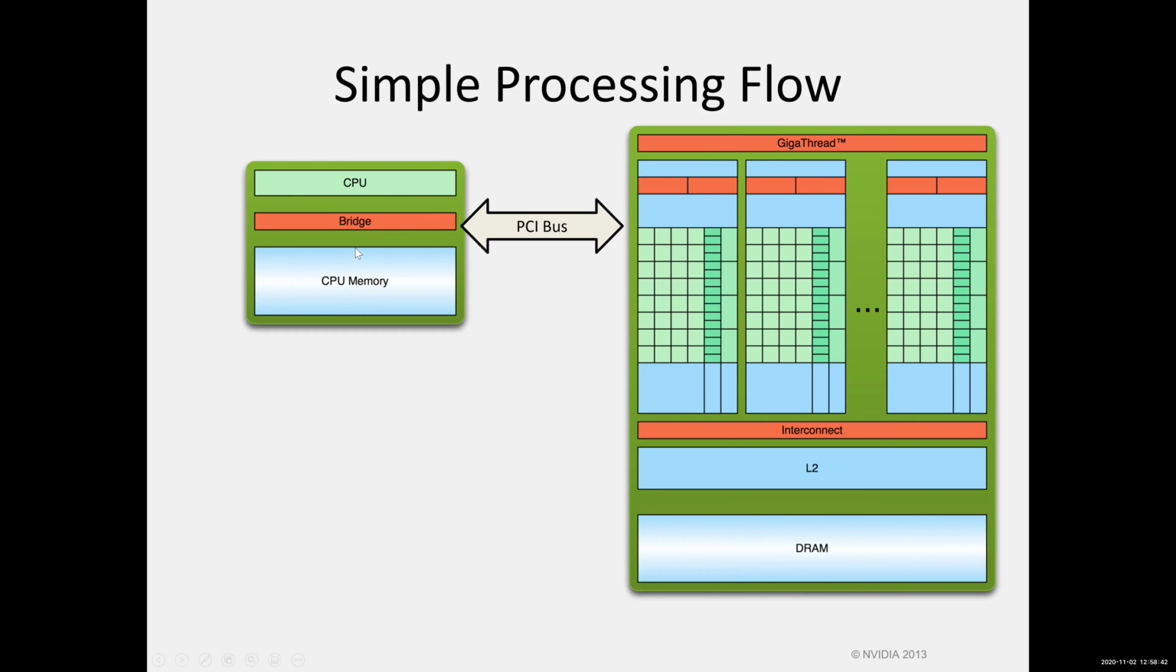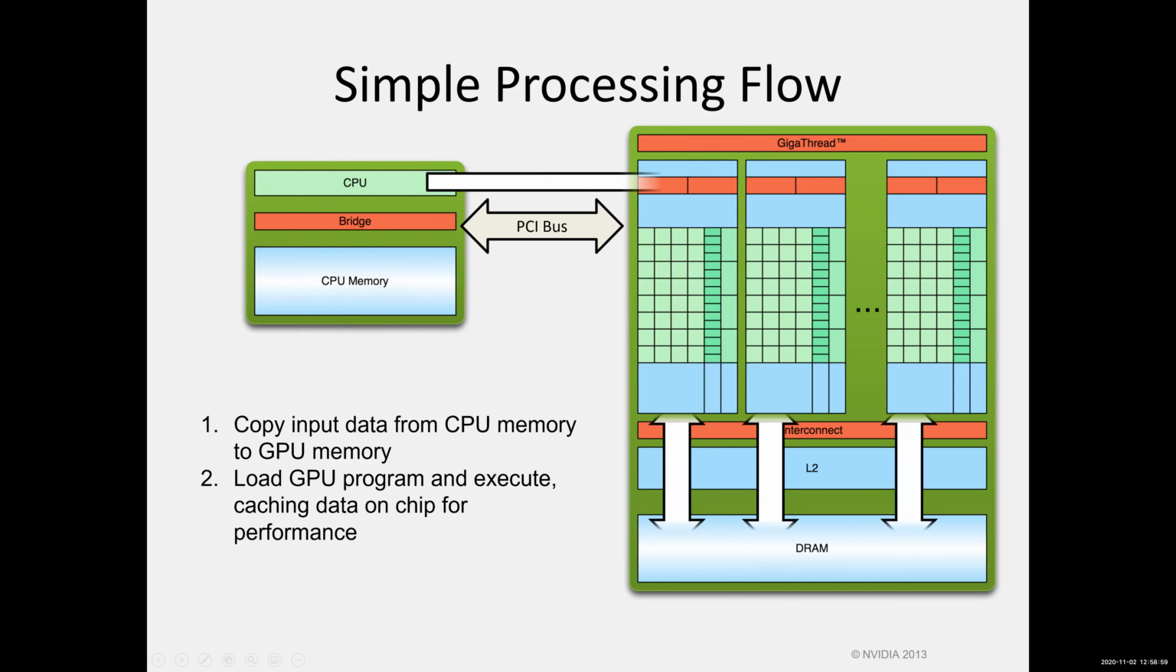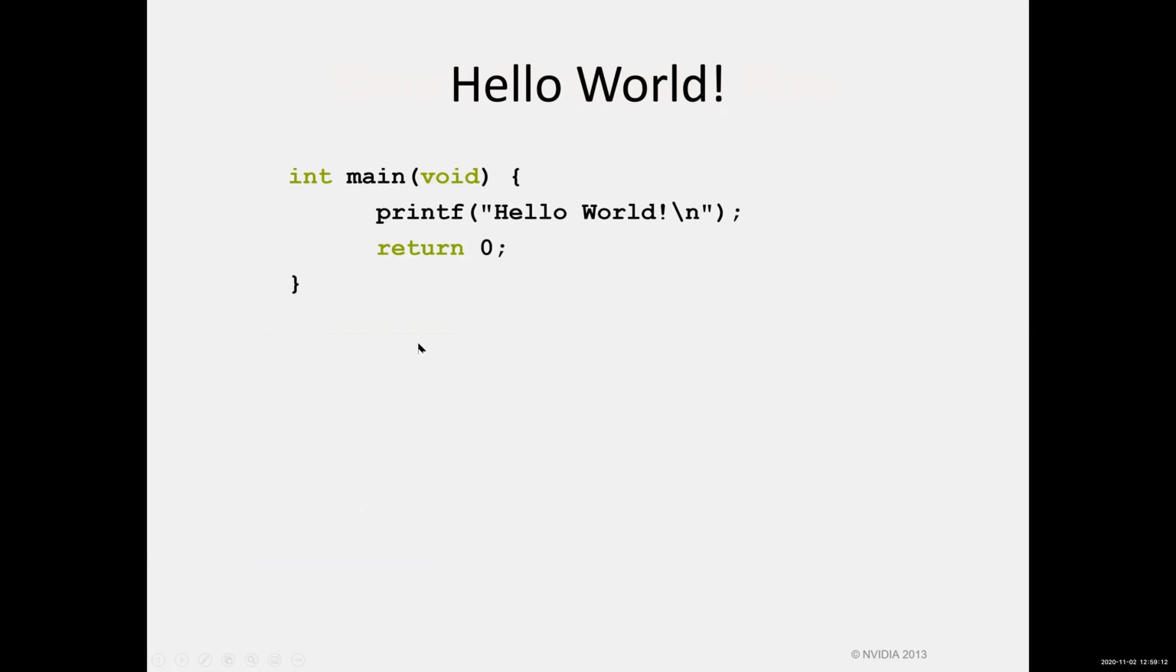So the simple process is this. This is your CPU. This is your GPU. Let's say you want to do a matrix or vector operation. You first copy the content of the vector from CPU memory to GPU memory. After that, you load the GPU program and execute it. Then you copy the results from the GPU memory back to the CPU memory.